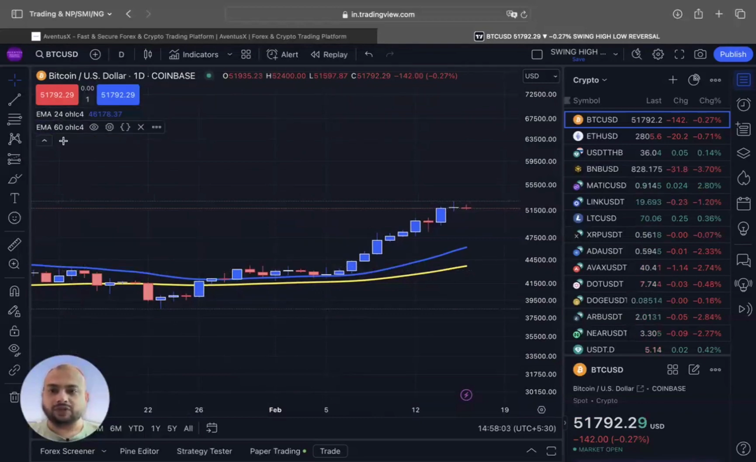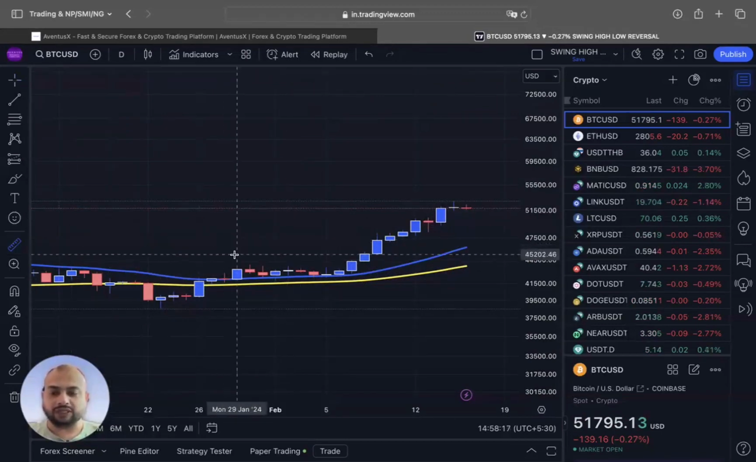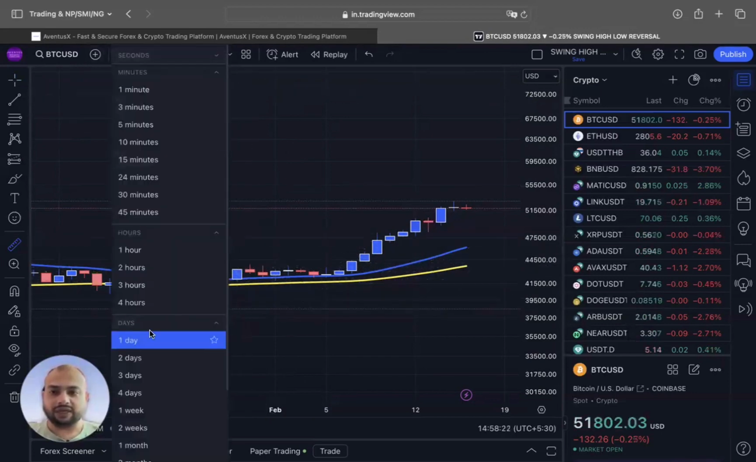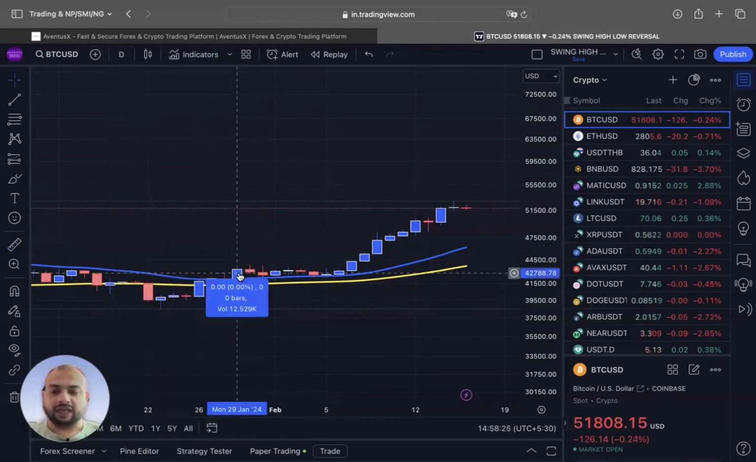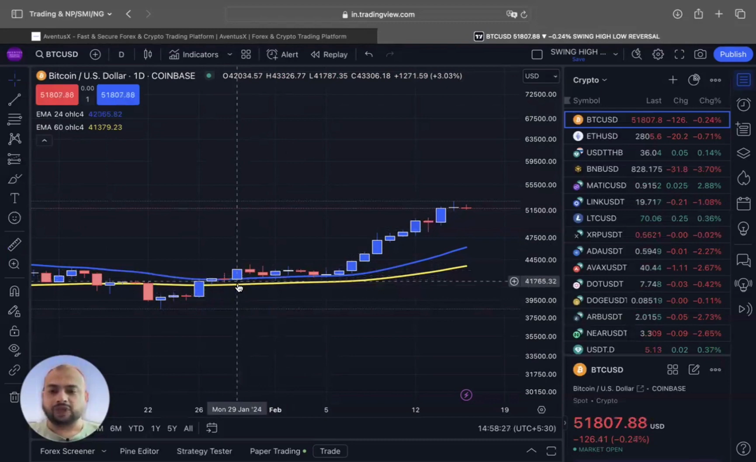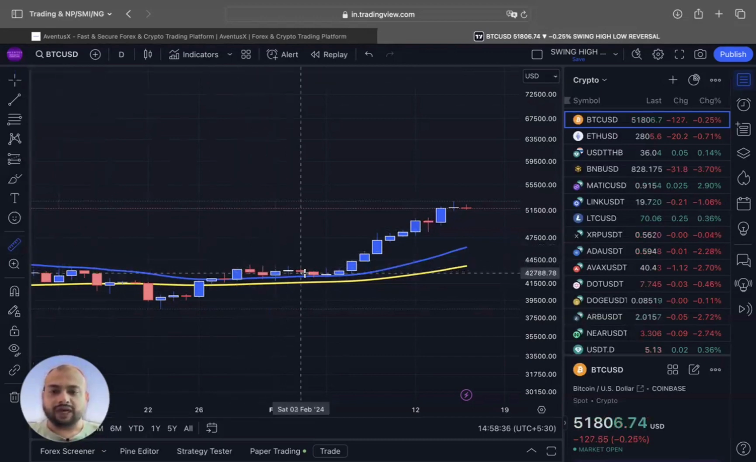When EMA 24 is above EMA 60, it means that the fast moving average is above the slow moving average, and we then have to see where the price of the candle is going. Over here on the 29th of January, on the Bitcoin 1 day candle, so this is a 1 day time frame, the Bitcoin candle had crossed over above the 24 EMA, but we will not buy as of yet.